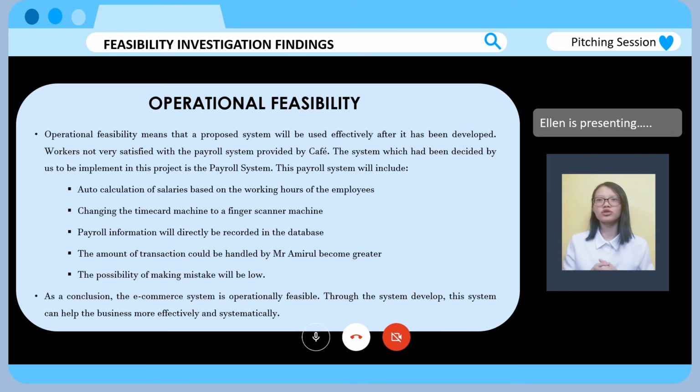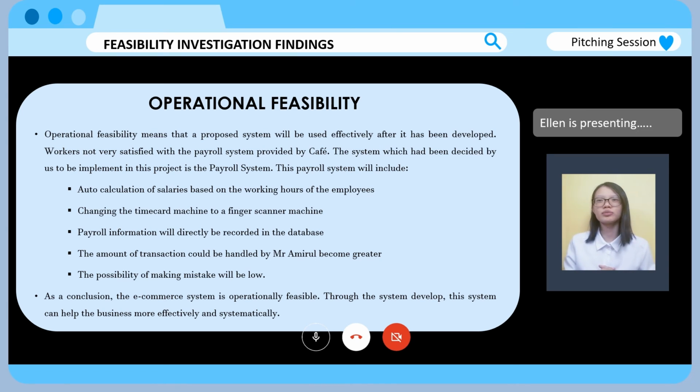This payroll system will include an auto calculation of salaries based on the working hours of the employee, which will ease the work of the office manager to calculate the salary of the employee. Besides, Cerebrum Cafe will also improve the system by changing the time card machine to a finger scanner machine for the employee to check in and check out of work without any hassle. Payroll information will directly be recorded in the database too.